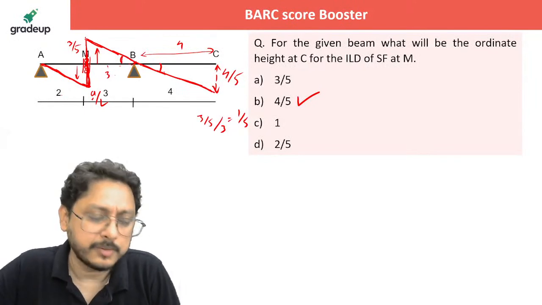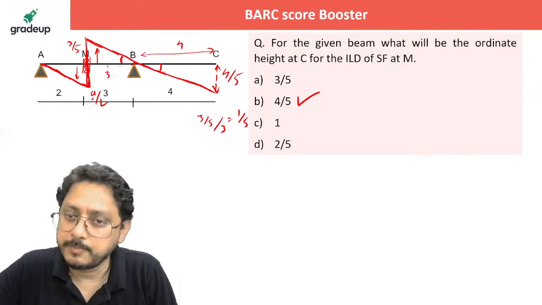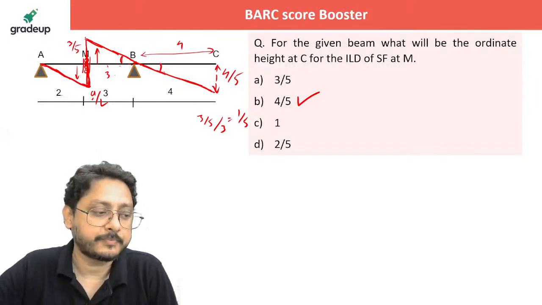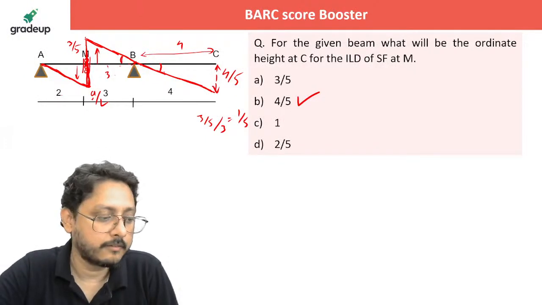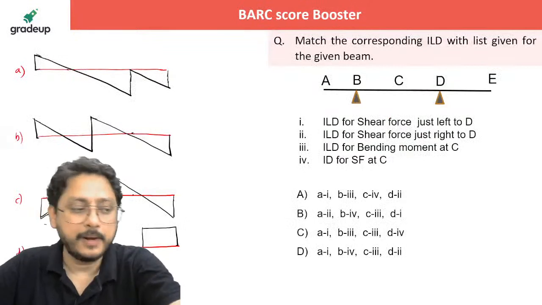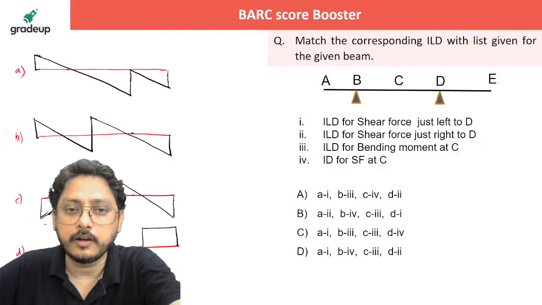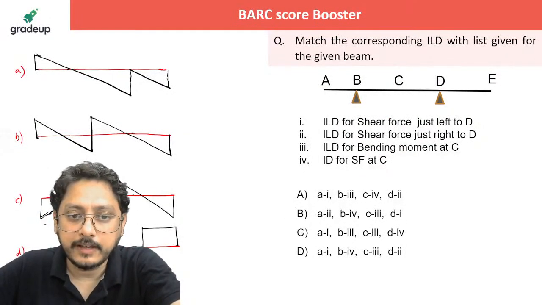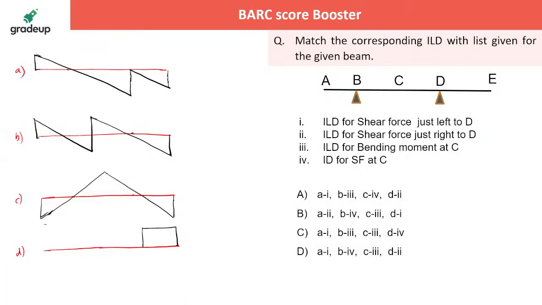It is nothing but a similar triangle. You just go for the approach of similar triangle, no problem in this. Did you get that? Now this is a very nice example. Actually from here you learn a lot. From this particular problem, you will learn. Now what will be the correct match here? Match the corresponding ILD with the list given here.